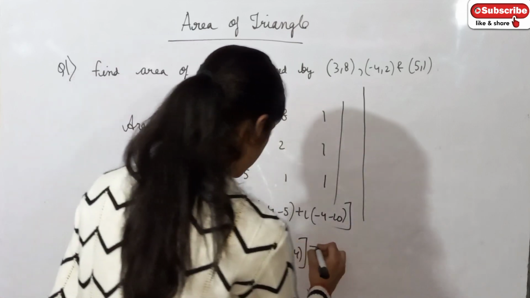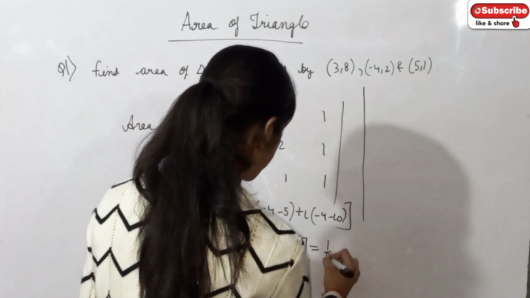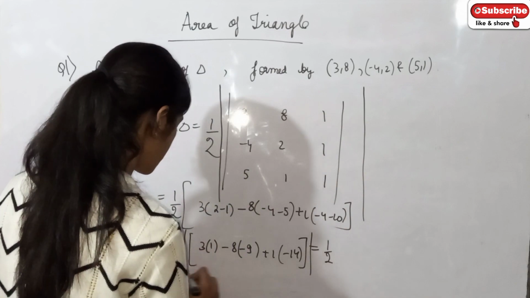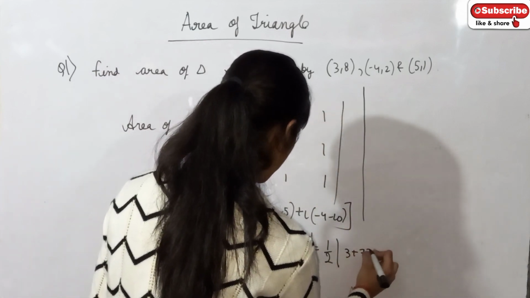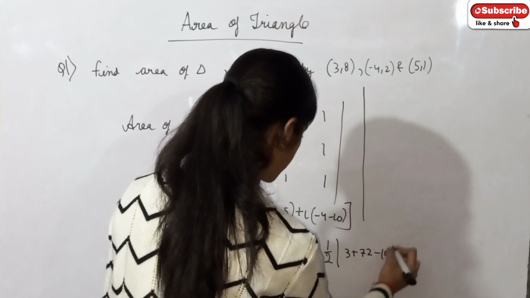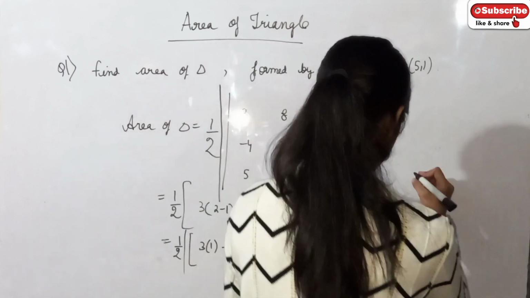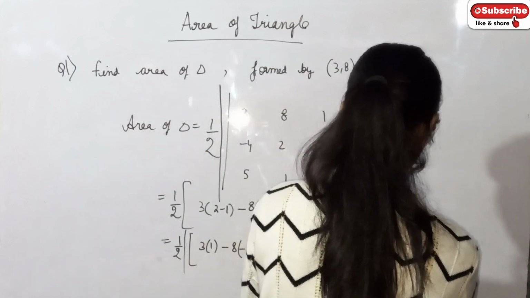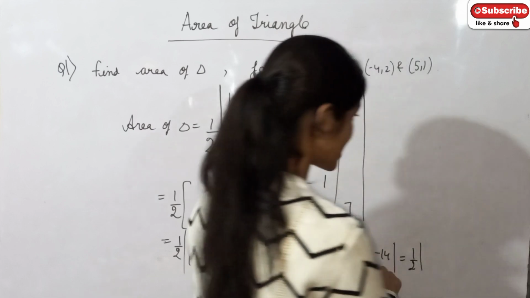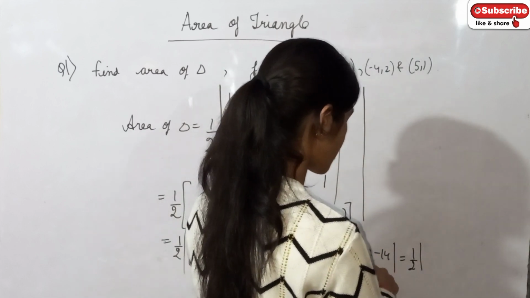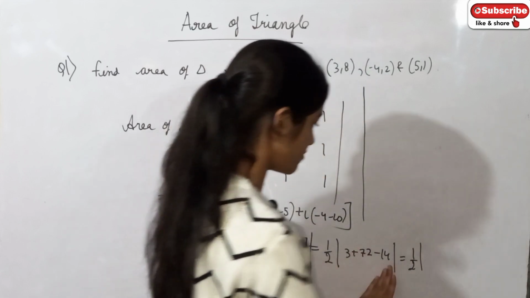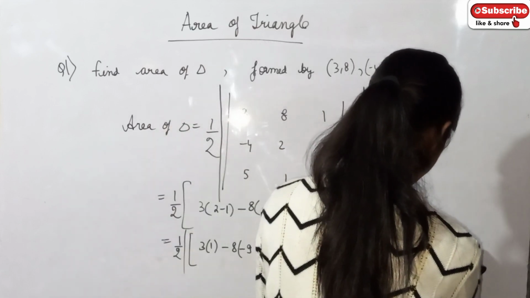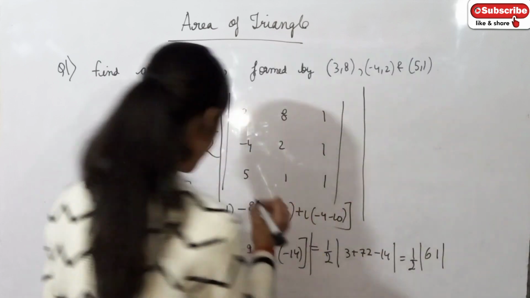So what we get is half mod of 3 plus 72 minus 14, which is equal to half. 3 plus 72, that is 75, and 75 minus 14, we get 61. So what is the area of the triangle?